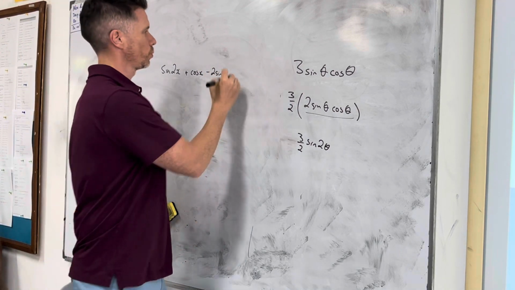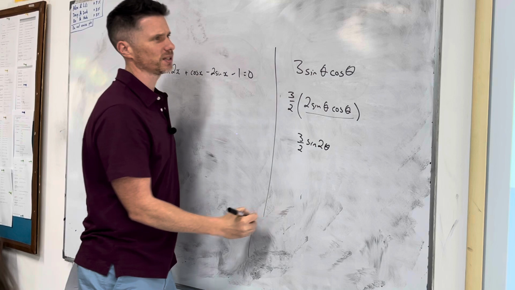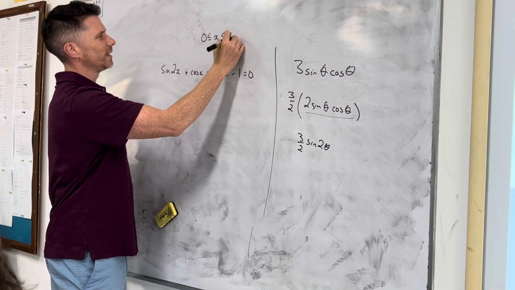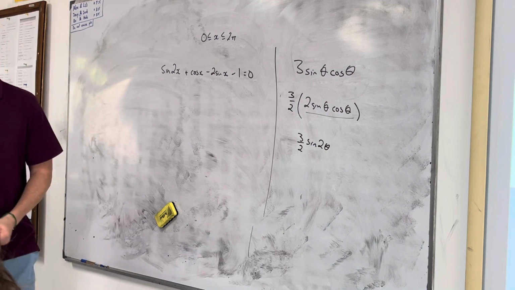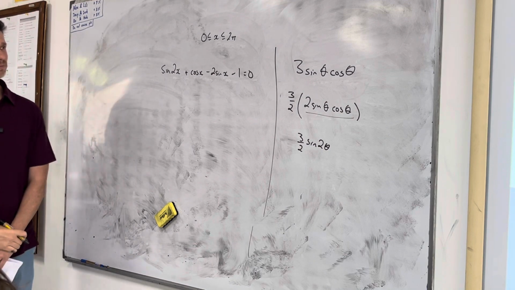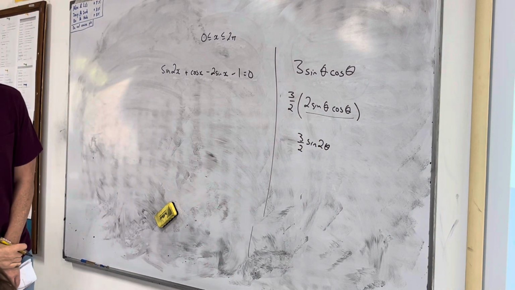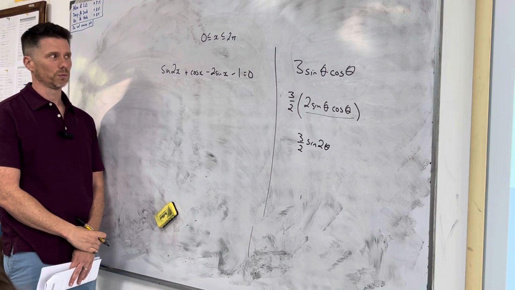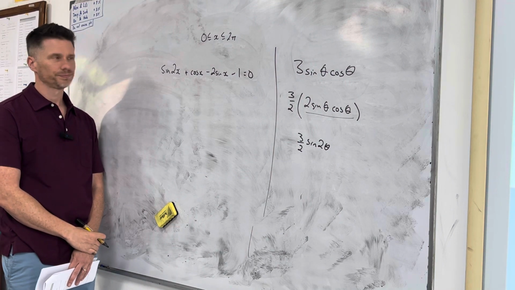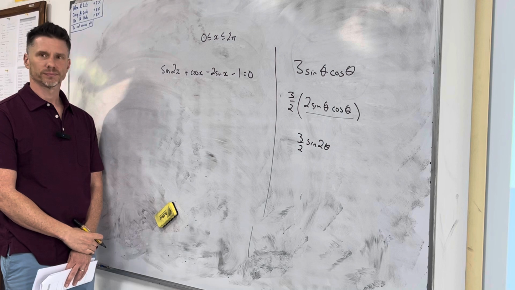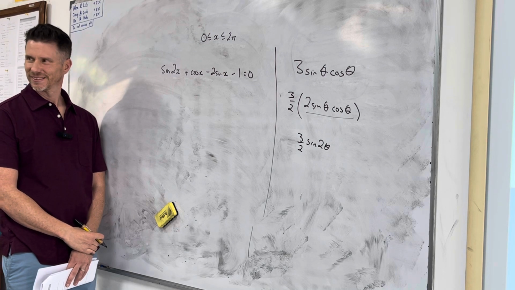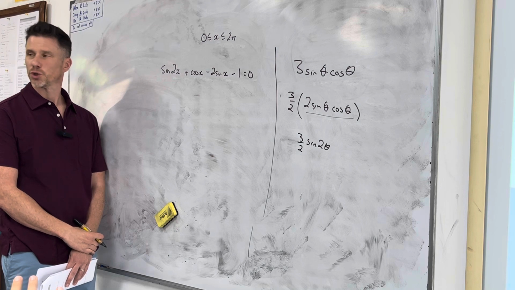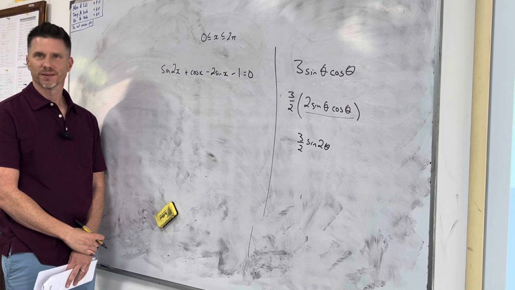Cosine x, sin x minus 1 equals 0. Okay, I want to solve this in the domain 0 up to 2 pi. It looks like a quadratic, but we have to form a quadratic out of it. Any thoughts? I haven't done this before, so what would you do? Do you want to give it a go first?